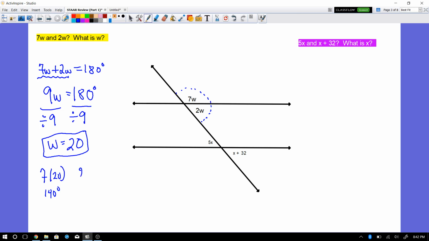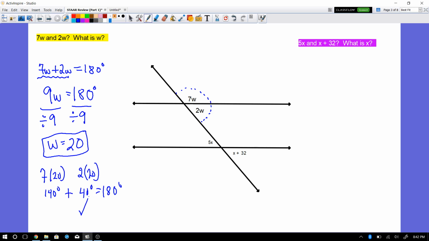And we've got 2 times 20, which is 40. So does 140 plus 40 equal 180 like we said it should? Yup, certainly does. So that makes sense. W is 20. And whenever you have your multiple choice test, you can substitute numbers in for W. So if there was one that said 10, you could say W is 10.